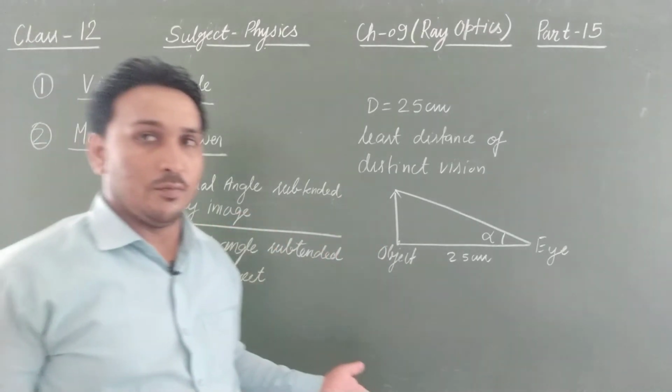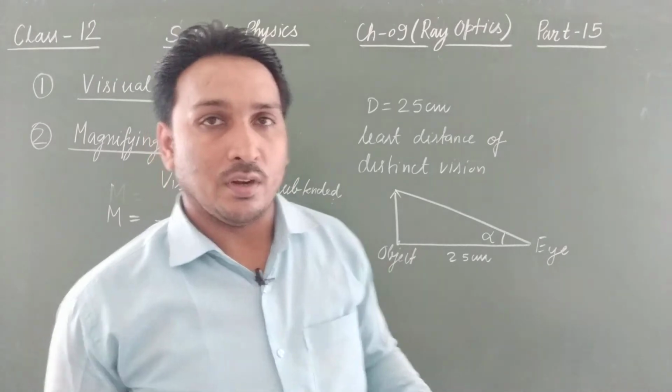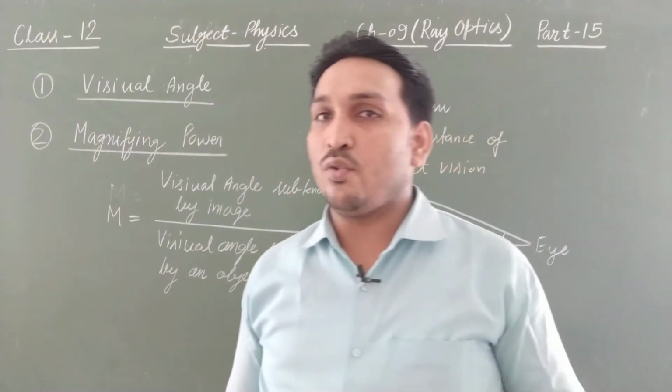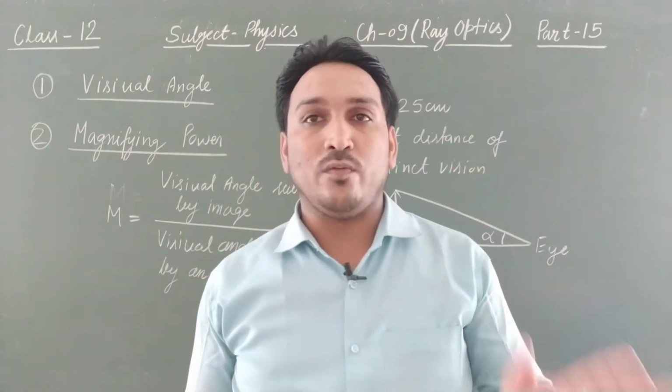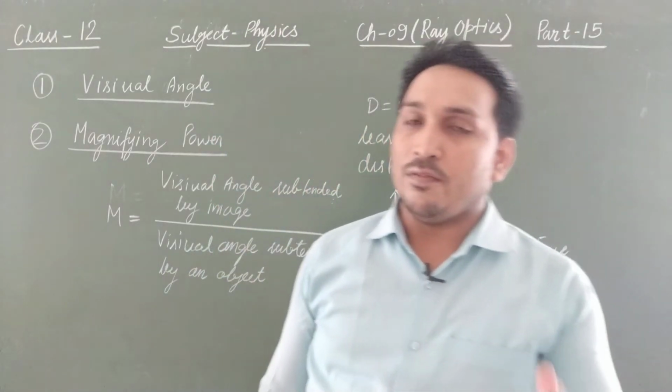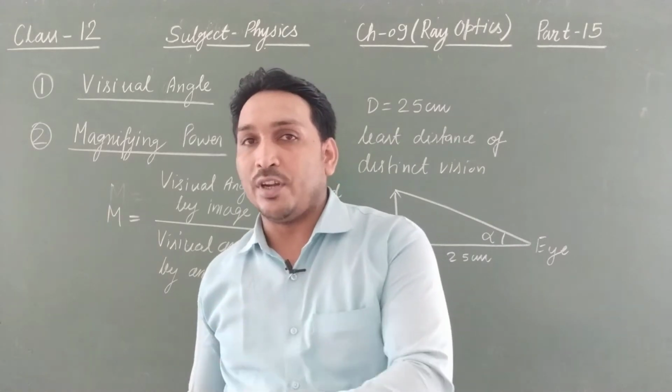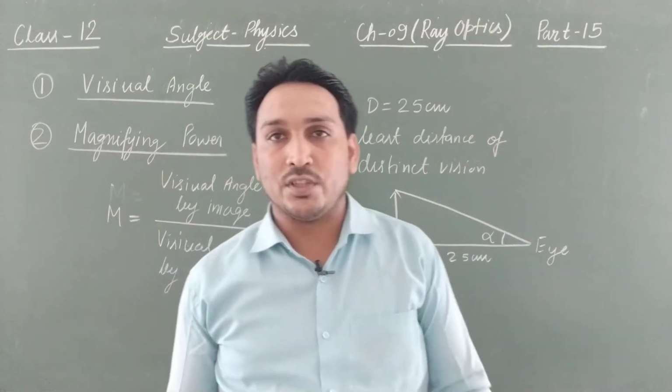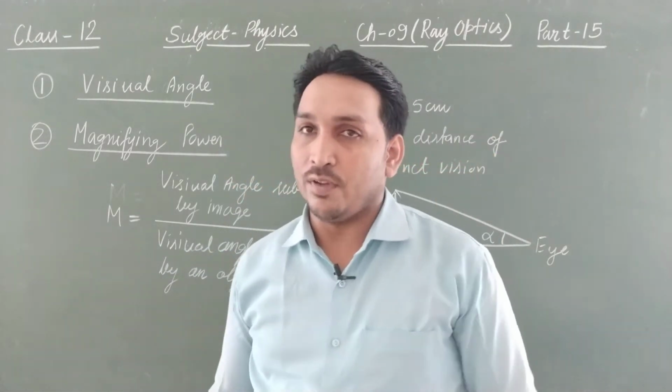For different positions of the object, this magnifying power will be different. So what we do is try to calculate magnifying power for standard cases only. There are two standard cases: when the final image is formed at capital D, that is the least distance of distinct vision, and when the final image is formed at infinity.